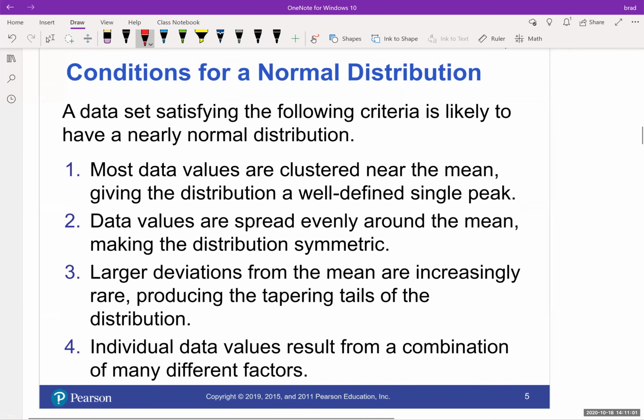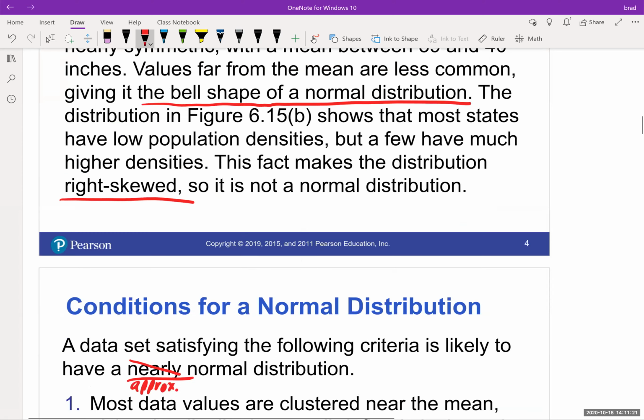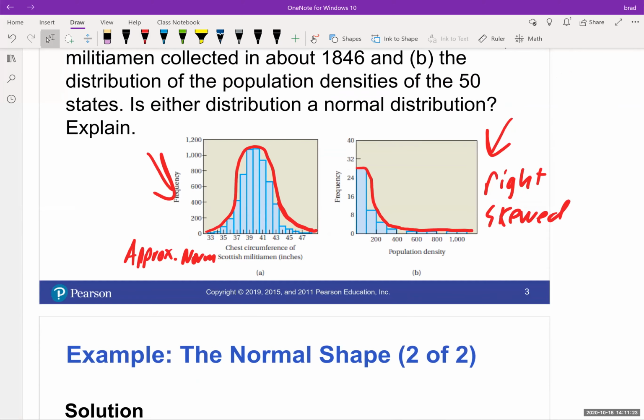So, conditions for normal distribution. A data set satisfying the following criteria is likely to have nearly normal distribution. Sometimes they call this approximately normal distribution, okay? So most data values are clustered near the mean, giving the distribution a well-defined single peak. So like this, right? We're really looking for this one peak.